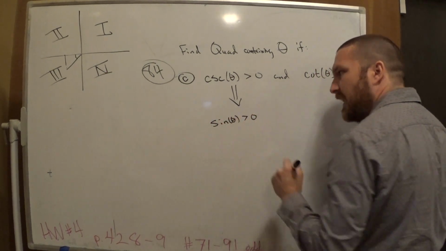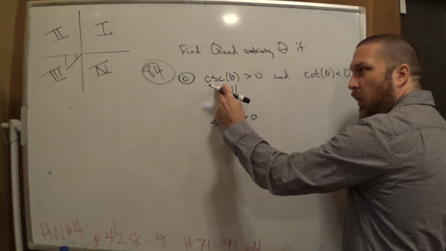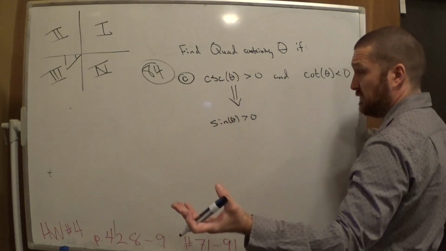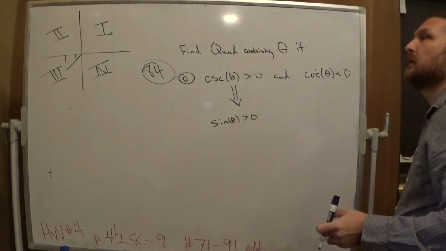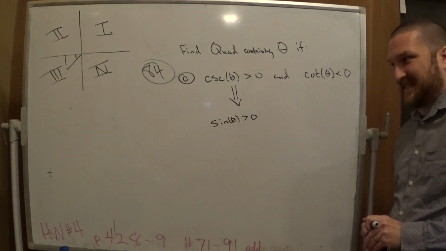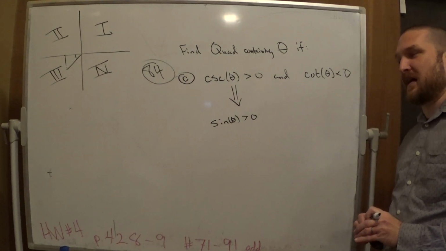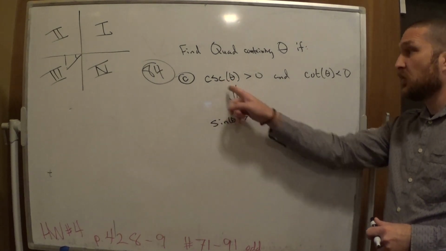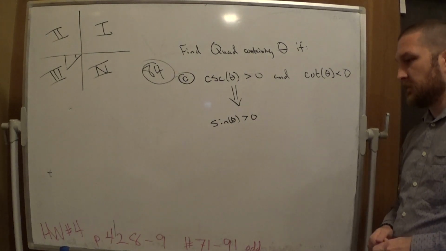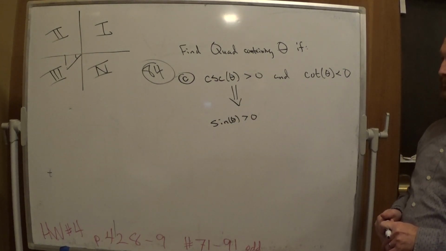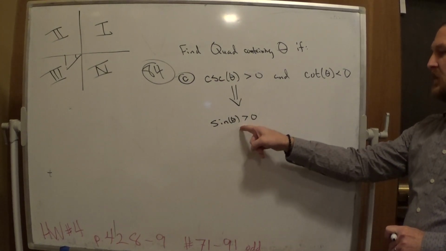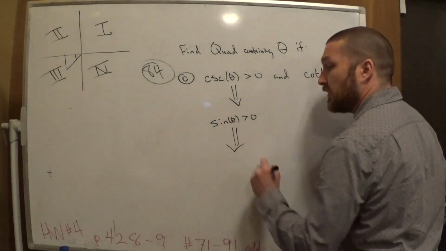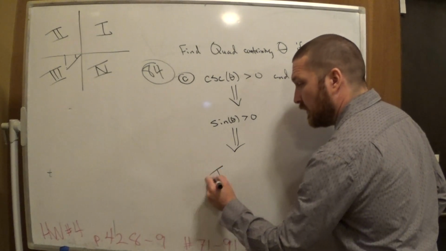Do you both buy that? Because cosecant is just 1 over sine, by definition. You haven't changed the plus or the minus, you haven't changed signs when you go from here to here. So they have to have the same sign, either plus or minus. So that's this. Where does this occur? Which quadrants does that occur in? 1 and 2.